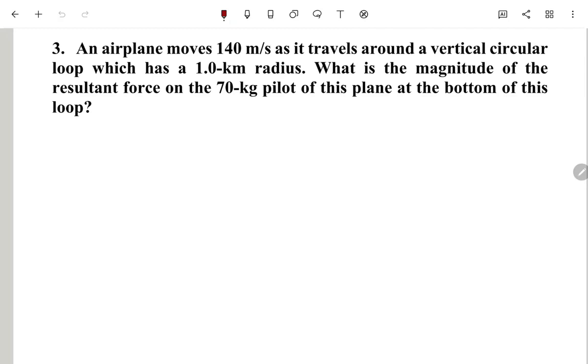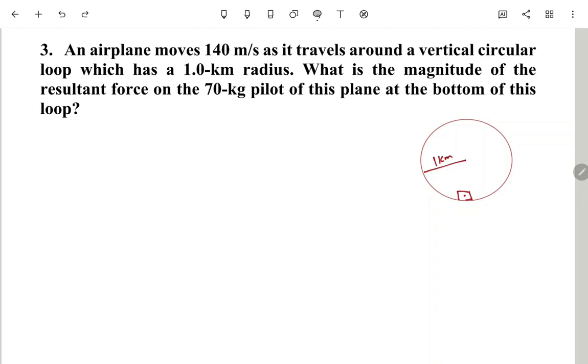An airplane moves 140 meters per second as it travels around the vertical circular loop which has 1 kilometer radius. What is the magnitude of the resultant force on the 70 kilogram pilot of this plane at the bottom of this loop? Now again, here's the situation. And here's the circular path with radius here equal to 1 kilometer here. Now we would like to find the magnitude of the resultant force on the 70 kilogram pilot at the bottom right in here.